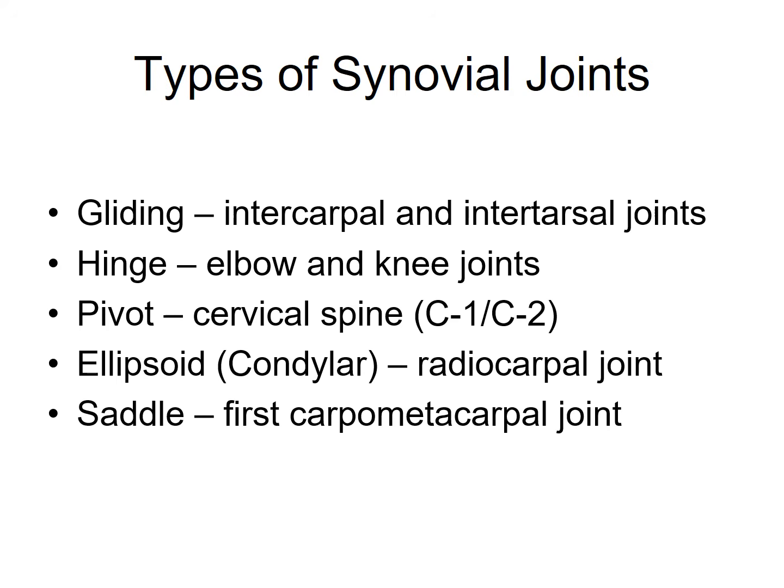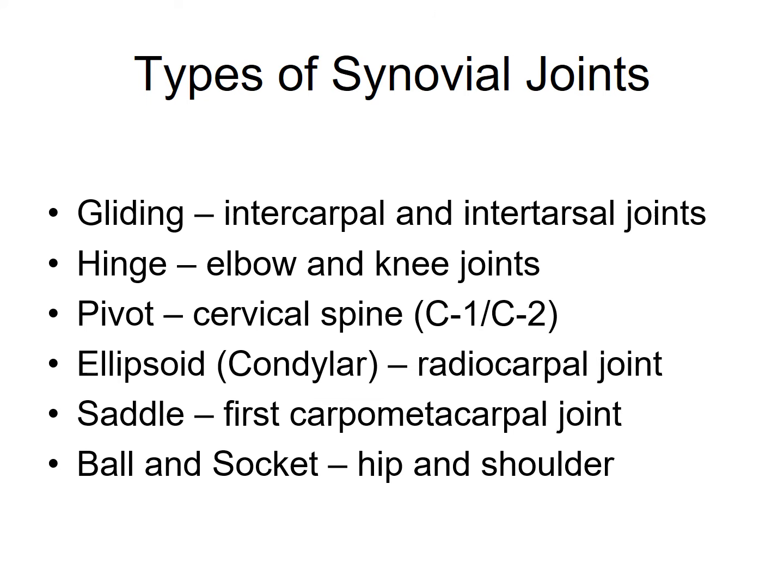A saddle joint is called that because it looks like the saddle you'd put on a horse. This would be some terminology you don't know yet, but your first carpometacarpal joint is where your thumb meets with your carpals, and it allows your thumb to move in all different directions. You can move your thumb one way, the other way, and in a rotational type of movement. This is called a saddle joint, and it's in the thumb area.